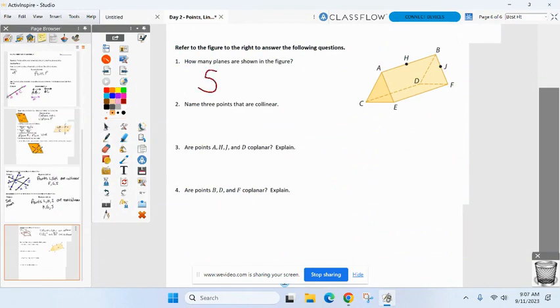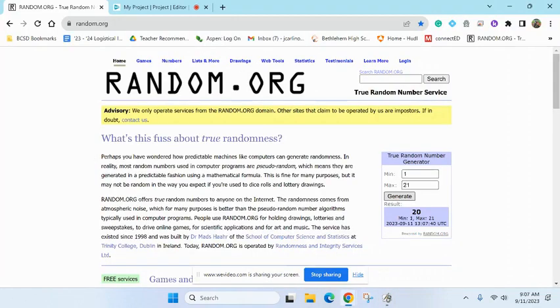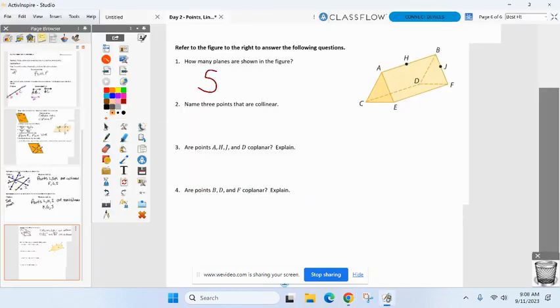5 planes. Give me 3 points that are collinear, meaning all 3 have to be on the same line. All 3 that you give me. Not 2 out of 3. All 3 on the same line. Dylan, what do you got? A, H, B works with me. Or the only other acceptable answer here would have been F, J, and B. That's the only other acceptable. There's no other 3 points that would lie on the same line.